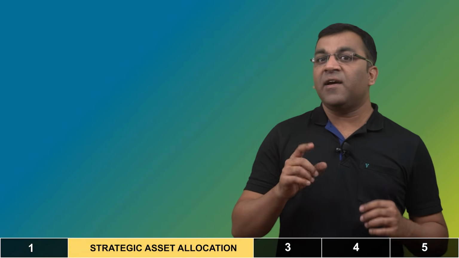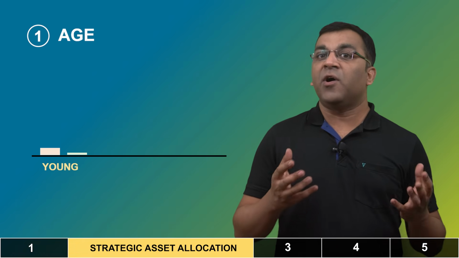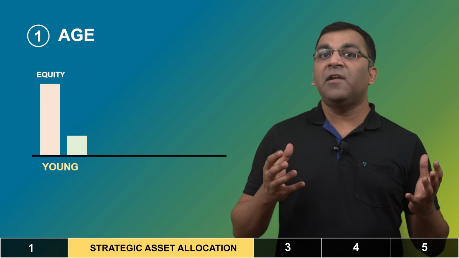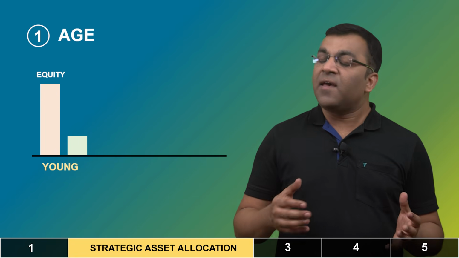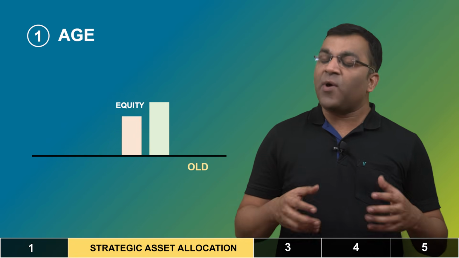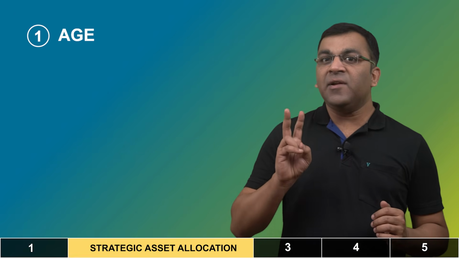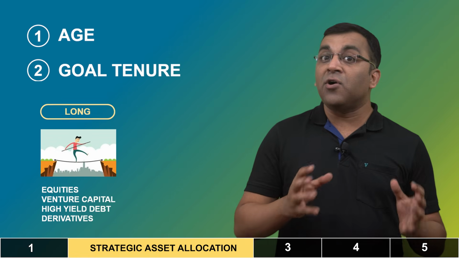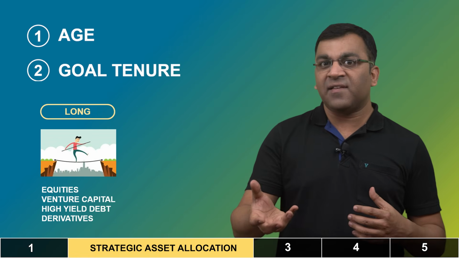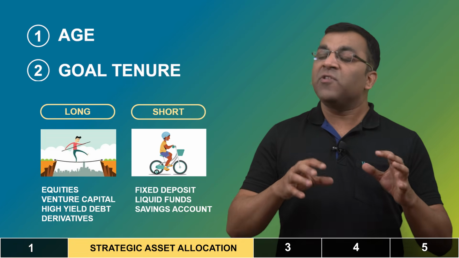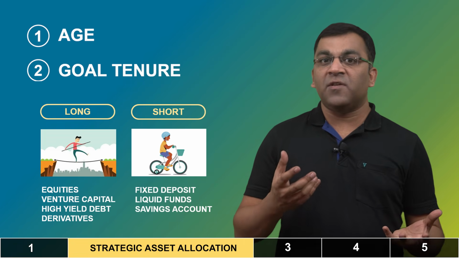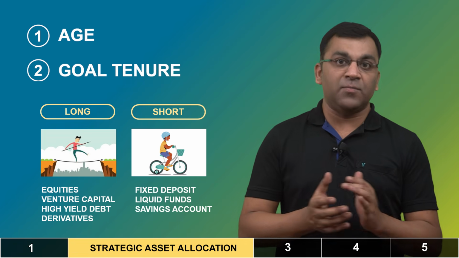The first criteria is age, and generally, if you are young, you should have a larger part of your wealth in equities, and as you get older, you move into other asset classes like bonds, real estate, and gold. The second element is the time horizon, and while longer goals can support the more riskier assets, one should use more sedate instruments like a fixed deposit or even a savings account for short-term goals.